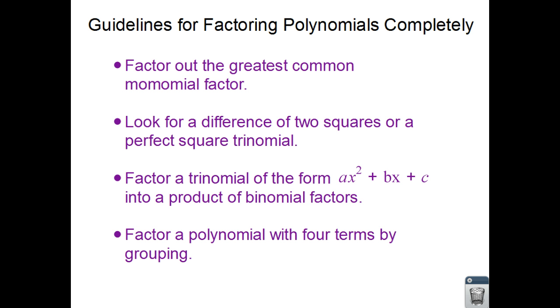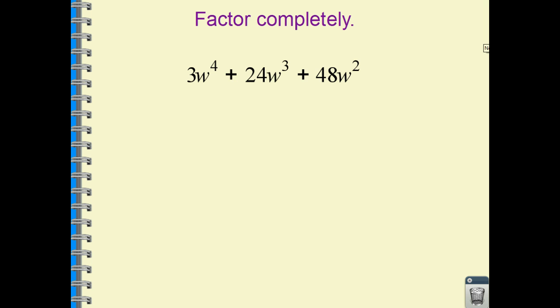All right, so let's look at some of these monster problems here. Factor completely. According to the guidelines, is there anything that we can take out that's common? The greatest common monomial factor between 3, 24, and 48, I would say yes, we could take out a 3. The maximum amount of W's would be 2 of them.